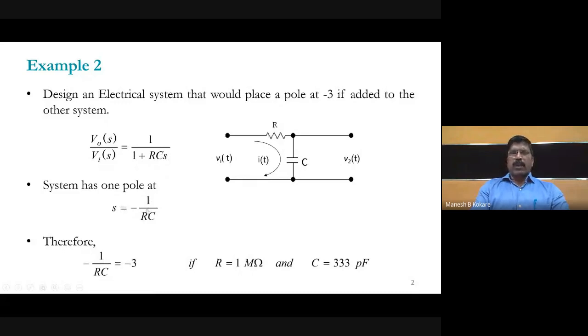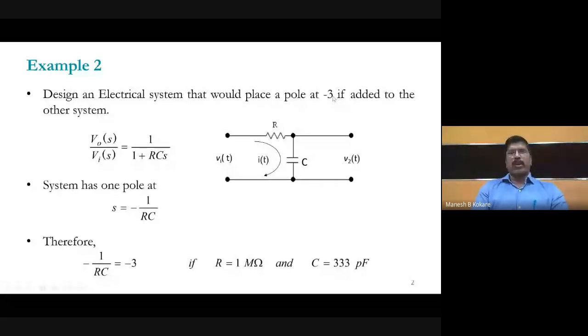Now you can easily design the RC low pass filter such that its pole will be at -3 or something like that. So if you equate this equal to -3, and if you assume the value of R equal to 1 mega ohm, then you can easily calculate the value of C, right? So if R is equal to 1 mega ohm and C is equal to 333 picofarad, then this pole will be located at -3. So you can design as per your requirement.